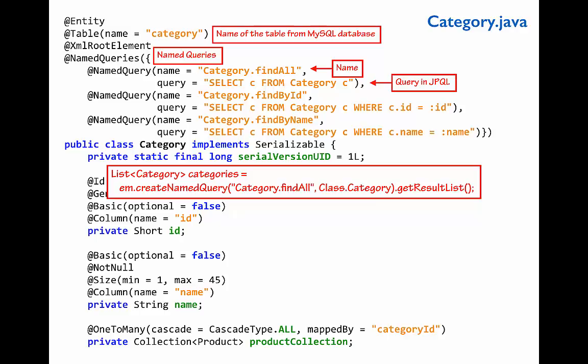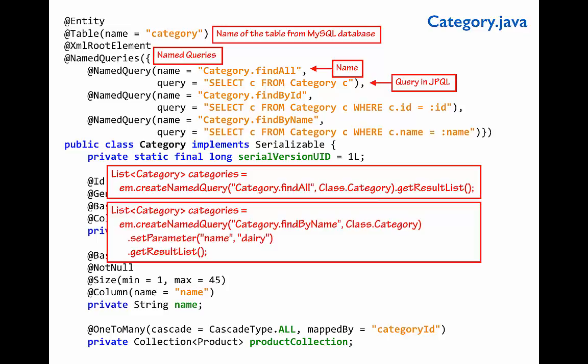Let's look at a second example. This one gives you an idea of how you handle parameters in queries. You do it by calling the method setParameter on the result of the createNamedQuery method. If you look at the JPQL query that corresponds to the name Category.findByName, you see that it includes the string :name. That colon simply means that what follows is the name of a parameter.